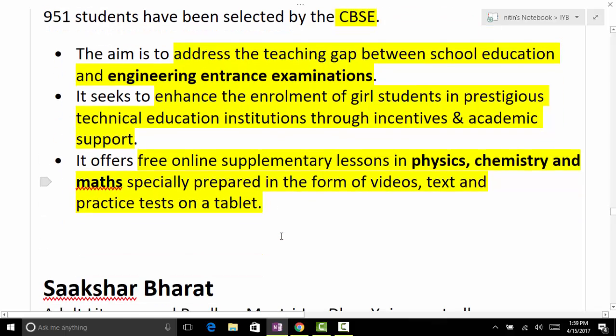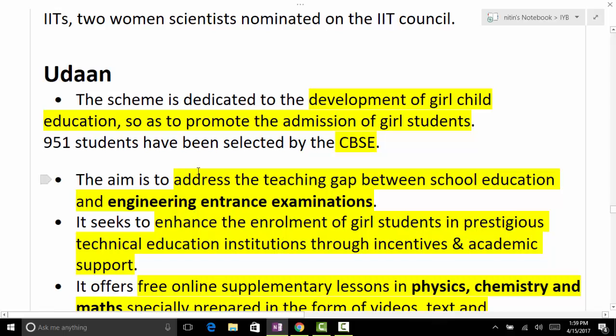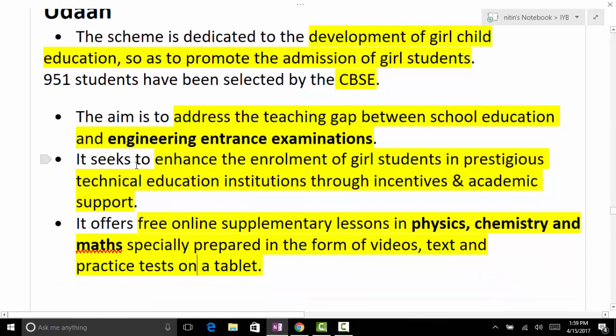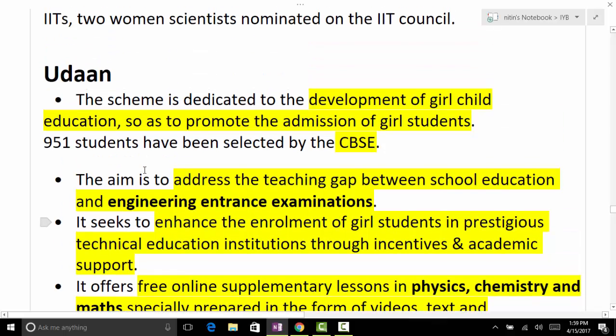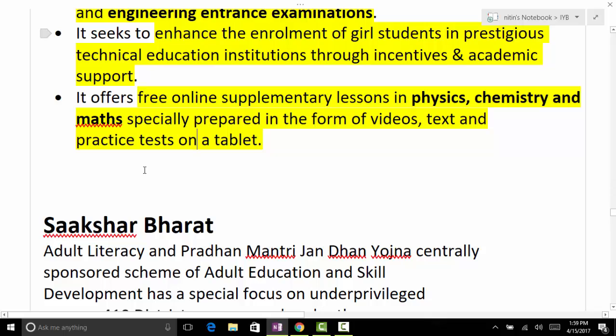So there are 951 students that have been selected. So is there any entrance test for it? There would have been. There would be certain criteria for the selection. So this Udan, another Udan for Jammu and Kashmir youth, and third Udan, Ude Desh ke Aam Nagrik. It is RCS, Regional Connectivity. Yes, that is different. In UDAN, Ude Desh ke Aam Nagrik, in capital letters.